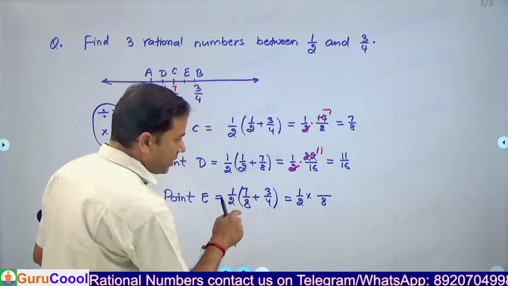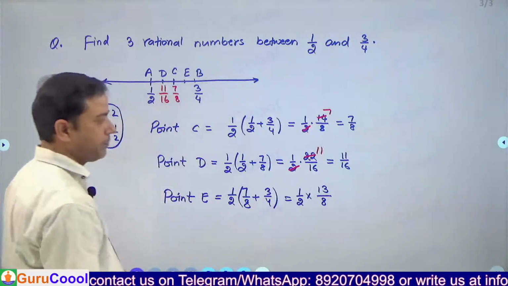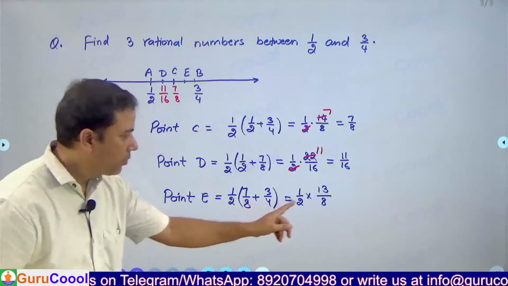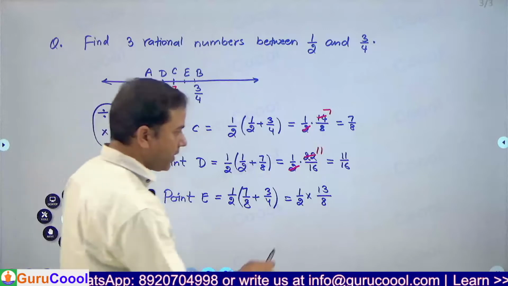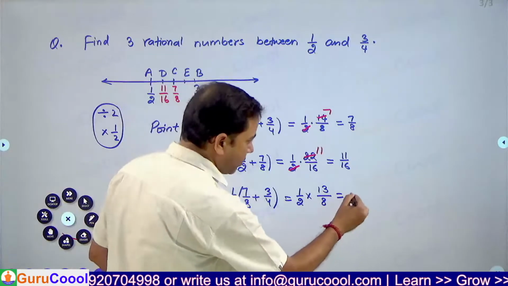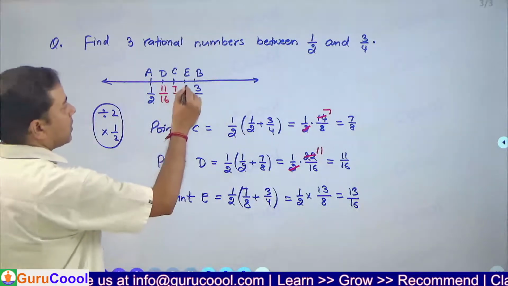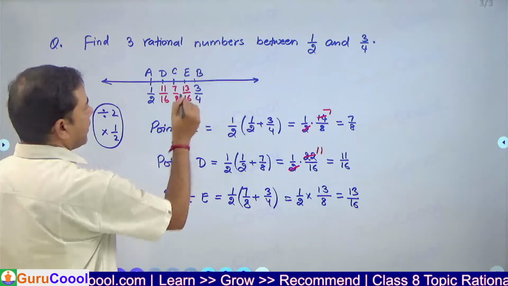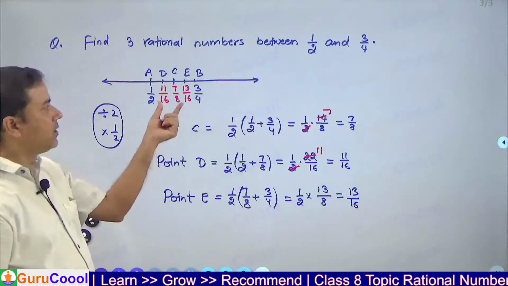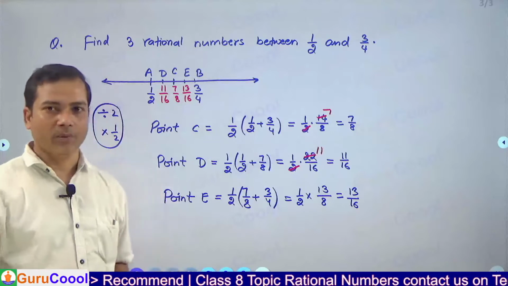7 plus 6, 13. Is that right? Yes, sir. Because 4 times 2 is 8 and 2 times 3 is 6 here. So 7 plus 6, 13. Yes, sir. And the cancellation is not possible. So 13/16. We got the third one as well. 13/16. We got all three rational numbers between 1/2 and 3/4 using the midpoint formula.